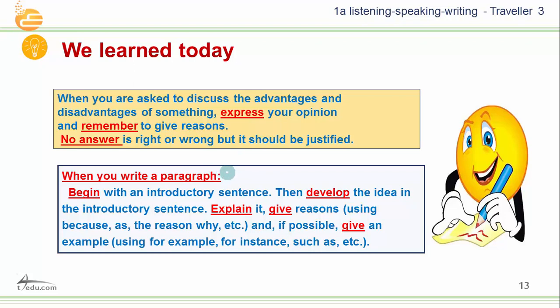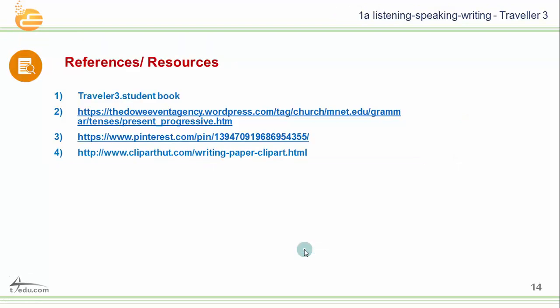And we talked about writing. When you write a paragraph, remember to begin with an introductory sentence, then develop the idea in the introductory sentence, explain it, and give reasons using words like because, as, the reason why, etc. And if possible, give an example using for example, for instance, such as, or like, etc.